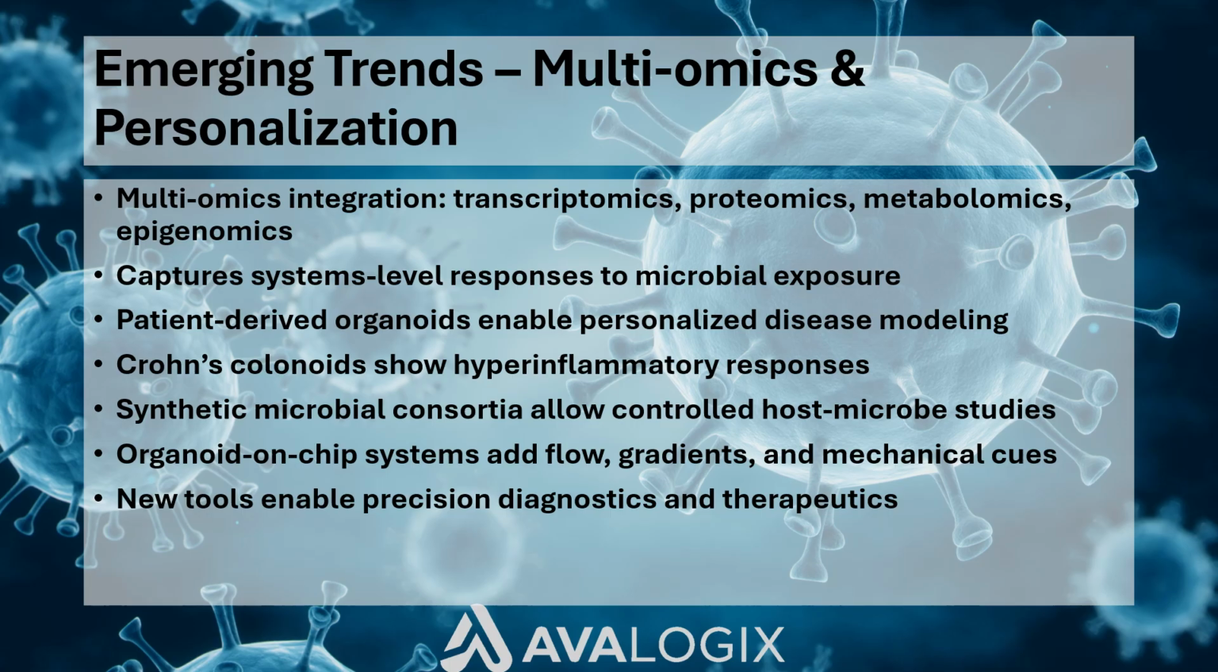As we move into the future of this field, several exciting trends are emerging that promise to elevate organoid microbiome research even further. First, we're seeing a surge in multi-omics integration, that is, combining transcriptomics, proteomics, metabolomics, and epigenomics to get a comprehensive picture of how organoids respond to microbial signals. For example, researchers have exposed gut organoids to defined microbial consortia and then performed RNA-seq to map changes in gene expression, followed by mass spectrometry to detect shifts in secreted metabolites and proteins.